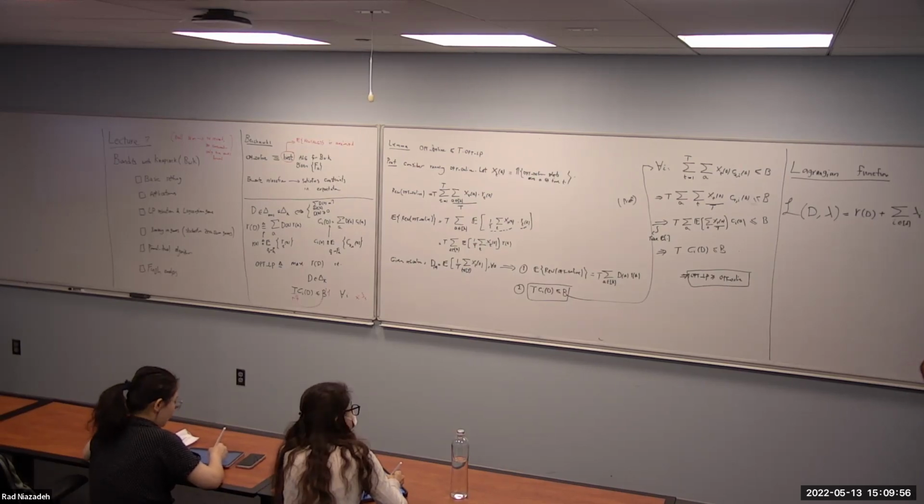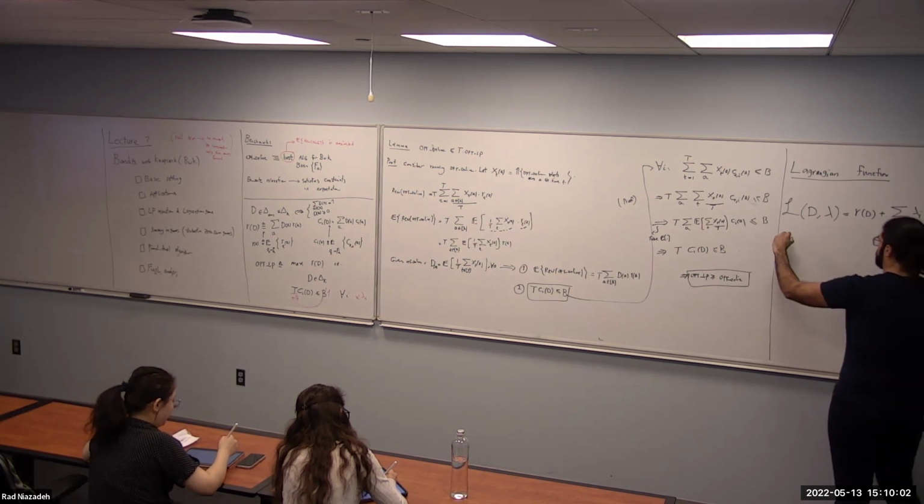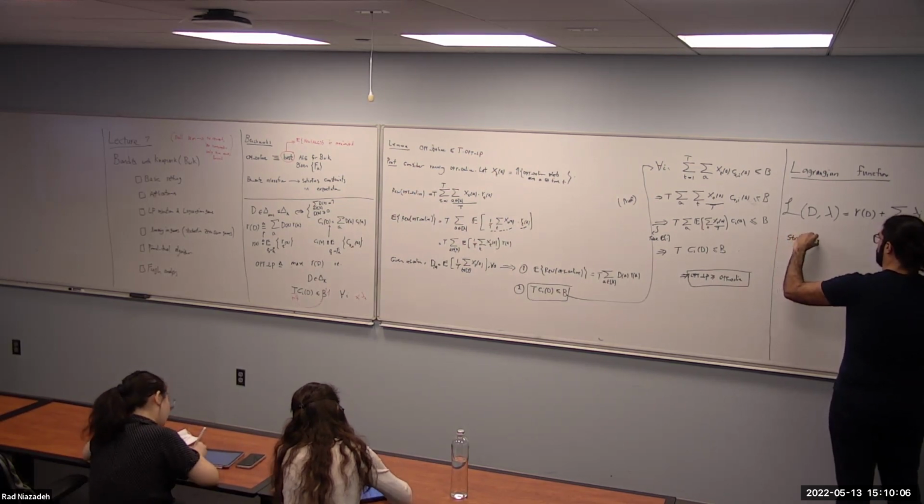Good. So a few properties of the Lagrangian function. I'm not going to show them. This is strong duality. I assume that you know strong duality for linear programs.